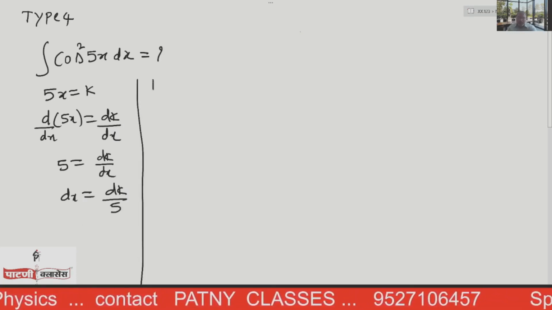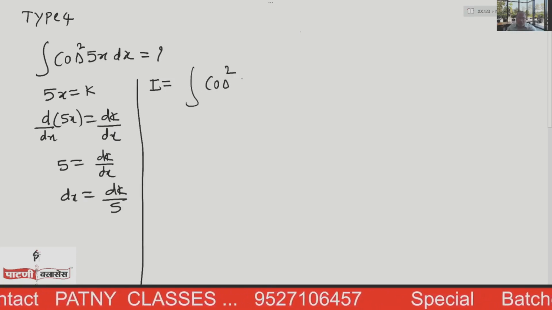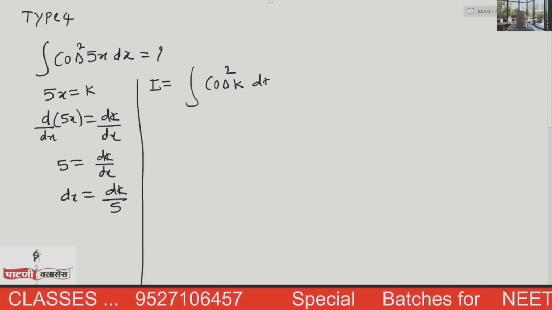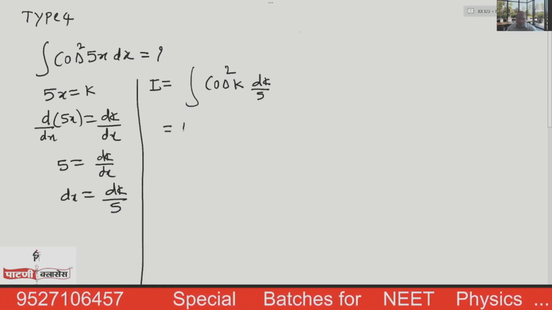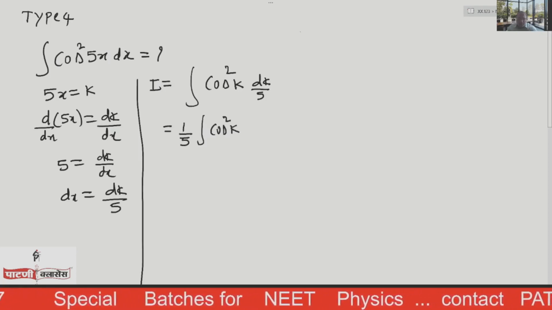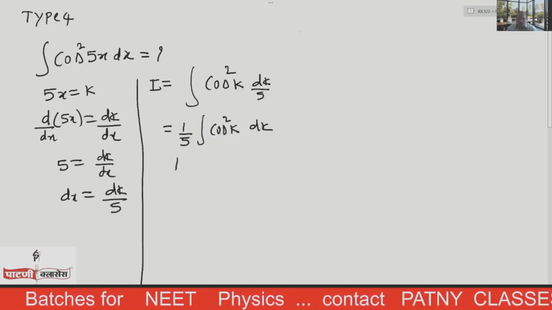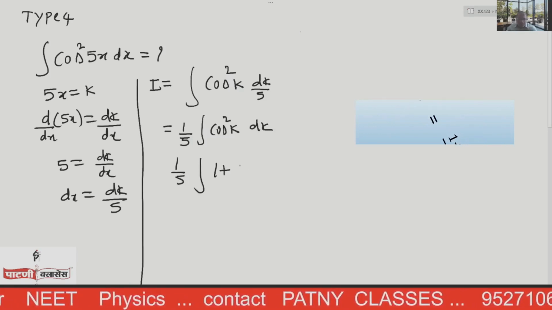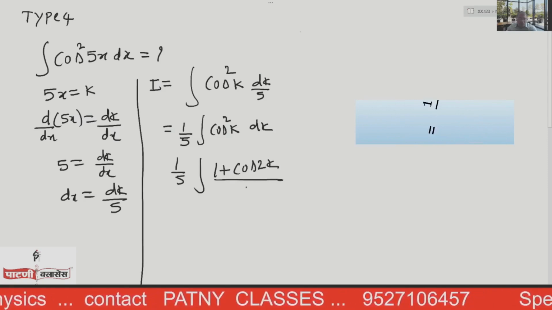Now I equals to integration of cos square. In place of 5x I can put k, and in place of dx I can put dk upon 5, and now I take the 1 upon 5 common. It is cos square k with respect to k. Now cos square k is nothing but, from the trigonometry identity, 1 plus cos 2k upon 2.